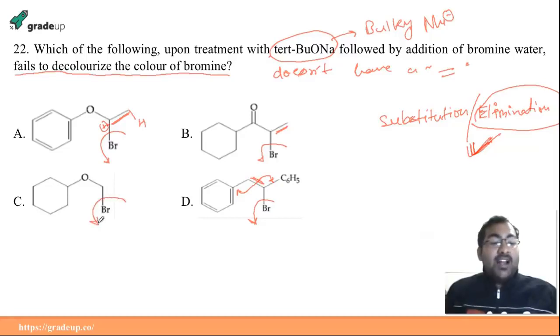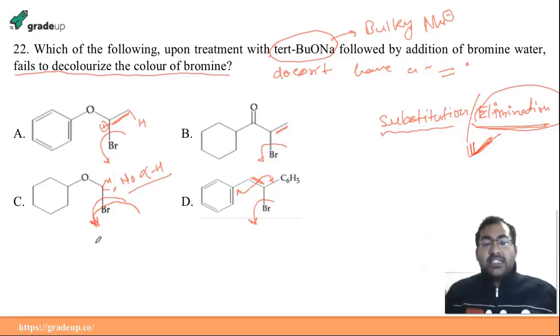But if we try to leave this Br, then there is no alpha hydrogen. There are two hydrogens present here, but no alpha H for the butoxide ion to give the elimination reaction. So since there is no such hydrogen here, you get a substitution reaction. When you get a substitution reaction, you don't get a double bond, and you fail to decolorize the color of bromine.